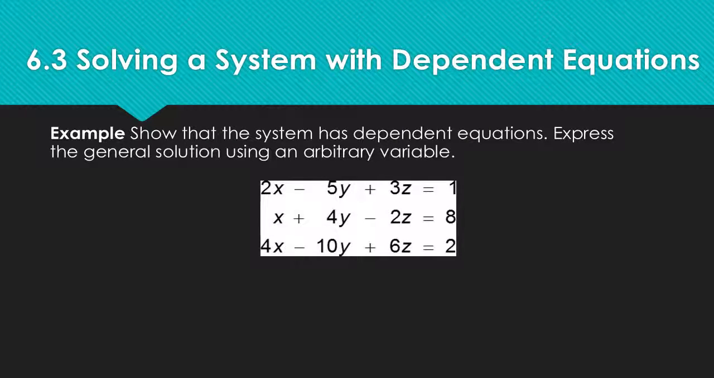Where the equations are dependent. So it says, show the system has dependent equations, express the general solution using arbitrary variable. Now, that second part may not make much sense, so don't worry about that. But pause the recording and try your matrix skills out and see if you can get it to where it shows that it's dependent, which means one entire row, including the number on the right of the vertical line, is 0. Pause the recording, give it a try, and resume to check your answer.